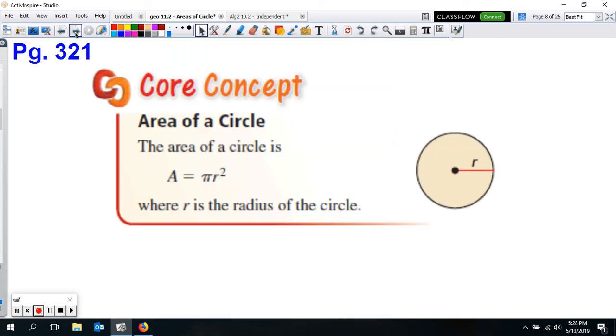All right, so getting into our area of a circle, that's the area formula right there, is pi r squared. So that's one you should know by now for sure. You just square the radius and multiply it by pi. That gives you the area formula.